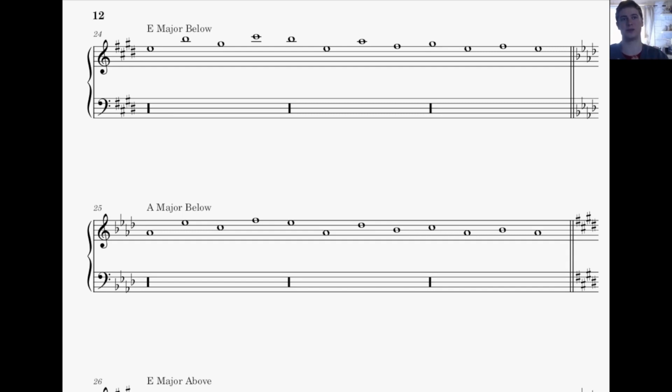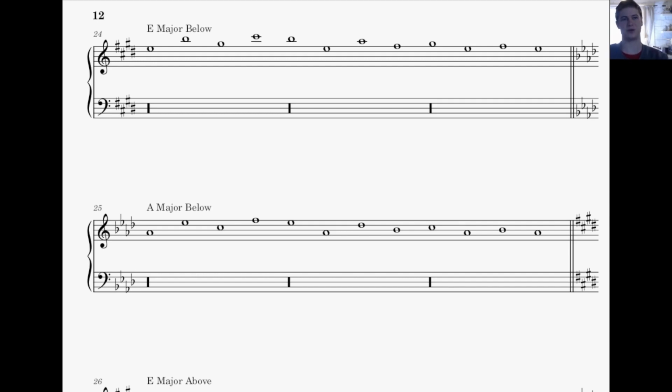So I transposed the exercises. This is the first exercise that was in C major. With that, I was able to do two different major scales, E major and A major. So I will have these as a PDF in the description, so you can download it and print it. You can even just have it on your phone, write on your phone, whatever you want to do.